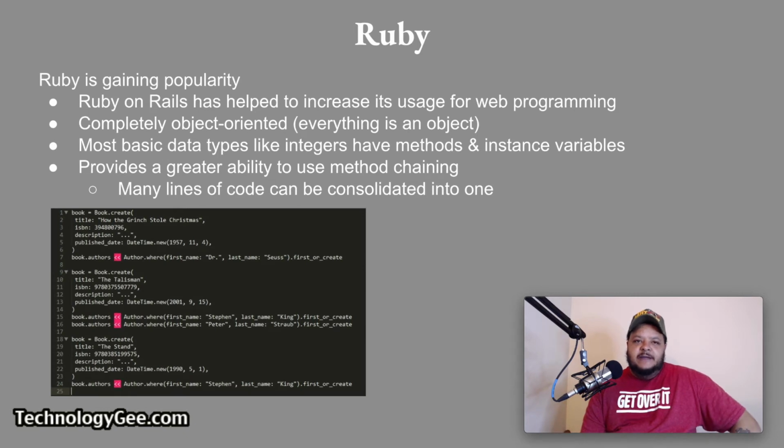Next, we have Ruby. Ruby is gaining popularity, and a framework called Ruby on Rails has helped to increase its usage for web programming. The Ruby language is completely object-oriented in that everything is an object. For instance, even the most basic data types like integers have methods and instance variables. This provides a greater ability to use method chaining, where many lines of code can be consolidated into one.